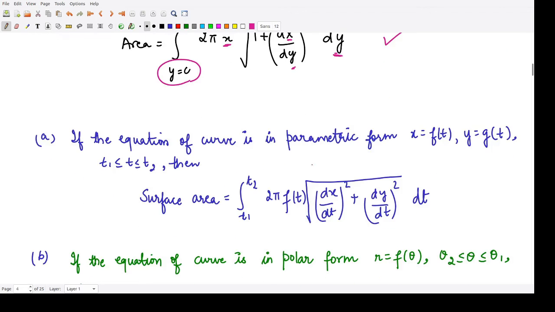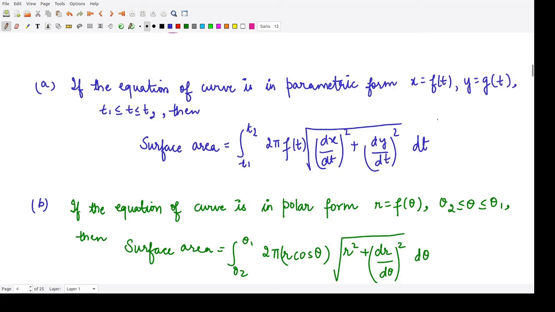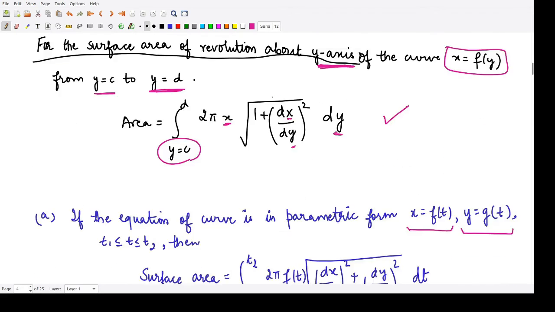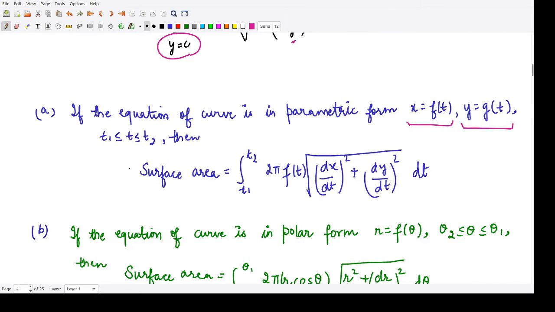Moreover, if the curve is given in parametric form, suppose the equations are the same, x is equal to f of t and y is equal to g of t, but now they are revolved about the y-axis. In that case, the surface area is given by integration from t1 to t2 with respect to t, and then we have 2 pi into x here, and what is the expression for x? That is f of t, and this other term is the same.